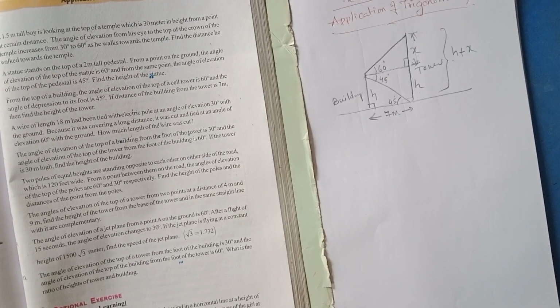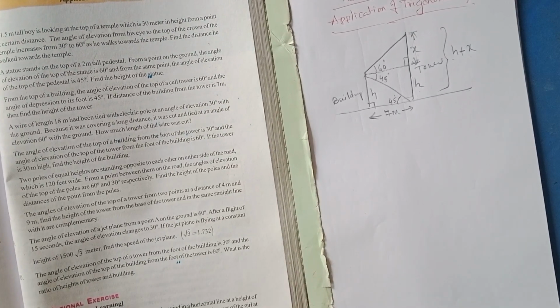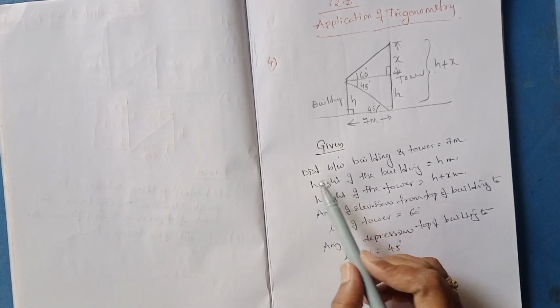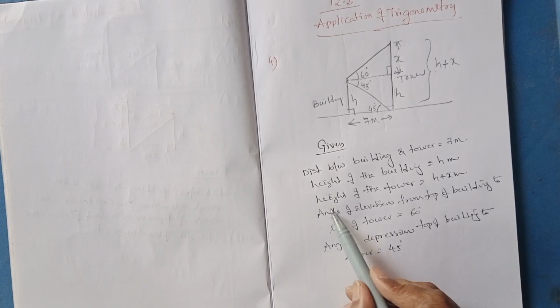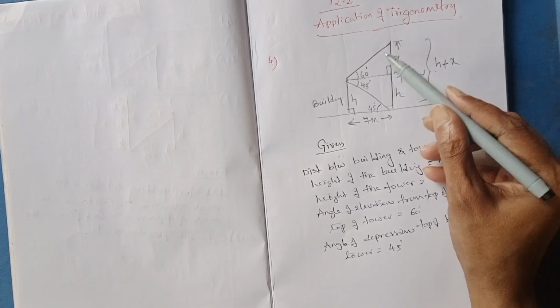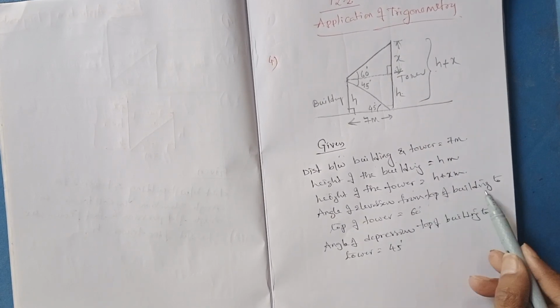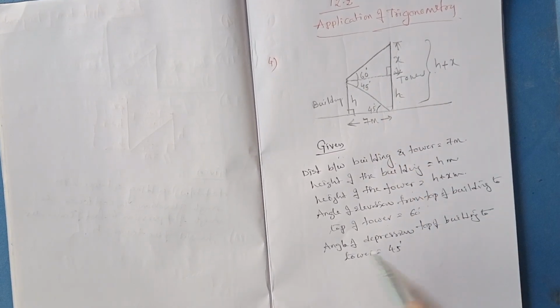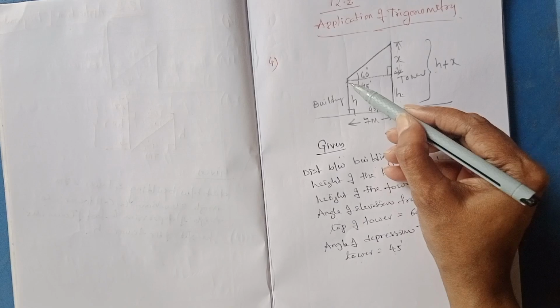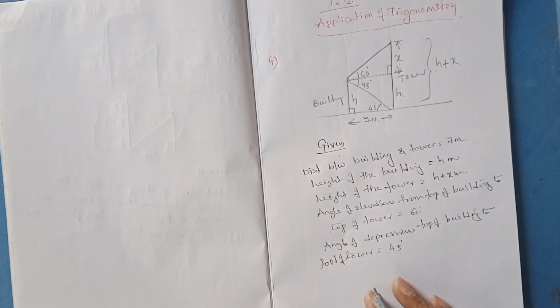First let us write the given information. The distance between the building and the tower is 7 meters. The height of the building is h meters. The height of the tower is h plus x meters. The angle of elevation from the top of the building to the top of the tower is 60 degrees. The angle of depression from the top of the building to the foot of the tower is 45 degrees. This is the given.